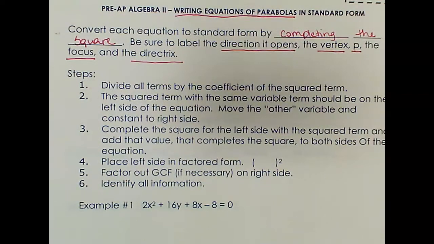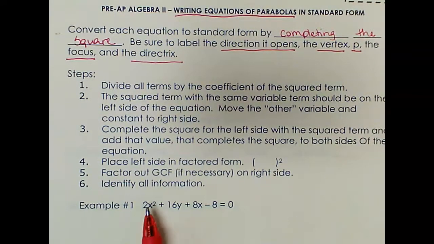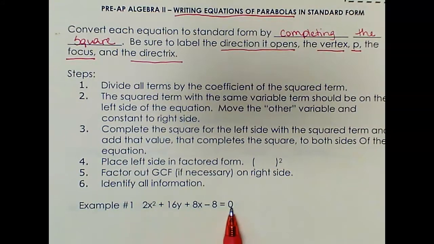So in an example, like example 1, we have this relatively long equation, 2x squared plus 16y plus 8y minus 8 equals 0. And maybe your first thought might be to solve for y, but we're not going to do that here because what we want is standard form.